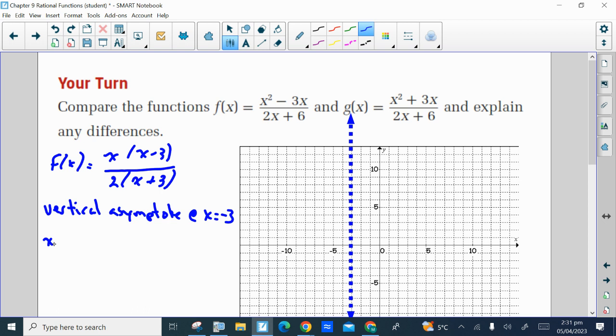Our x-intercepts are where the top equals 0, which are at 0 and positive 3. Because 0 is an x-intercept, that will also be our y-intercept.